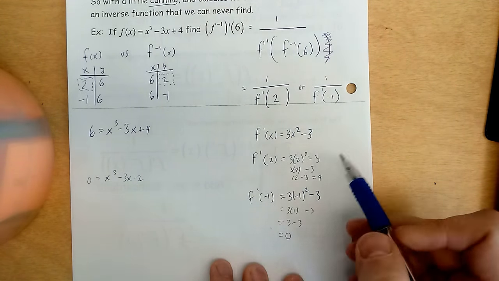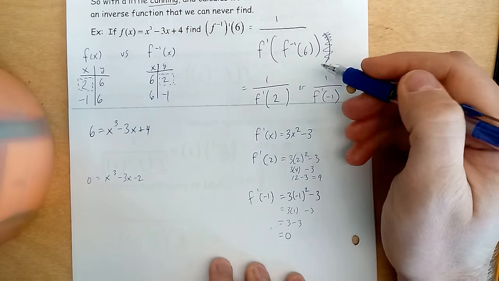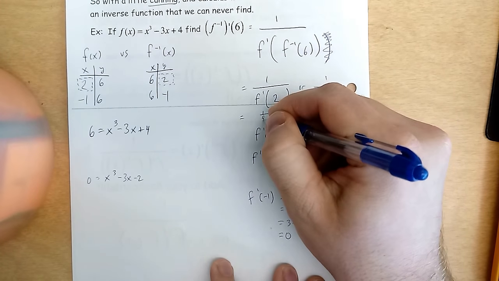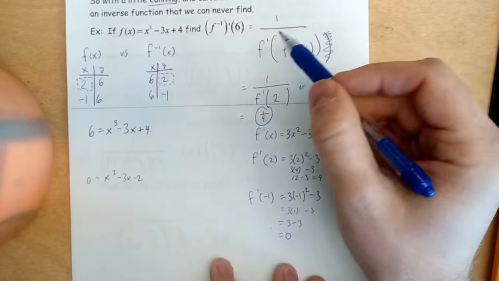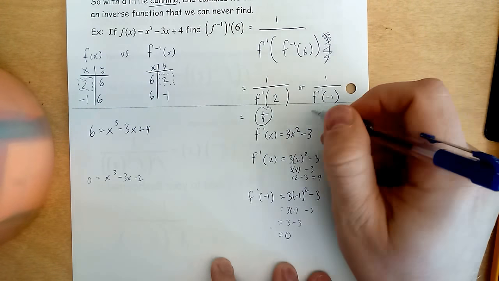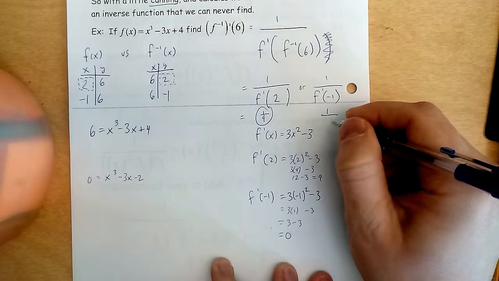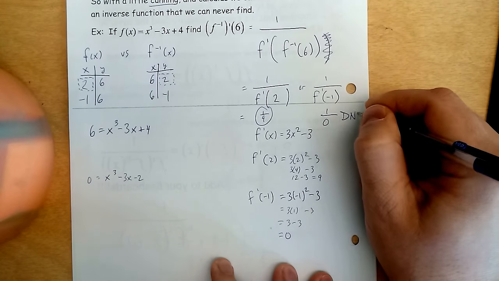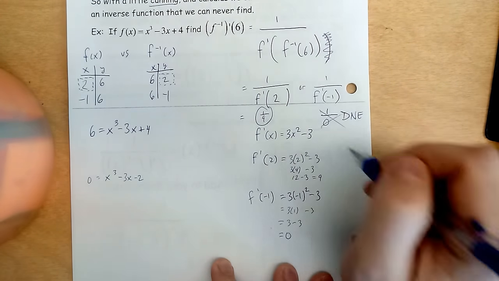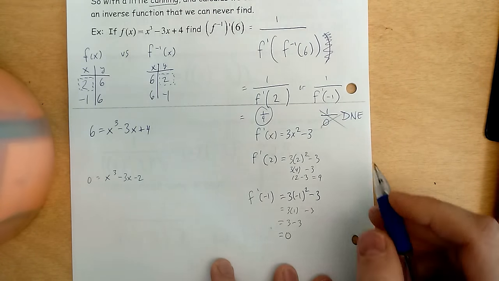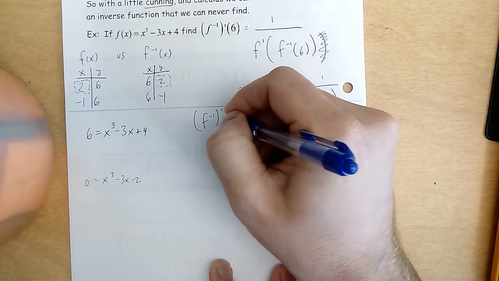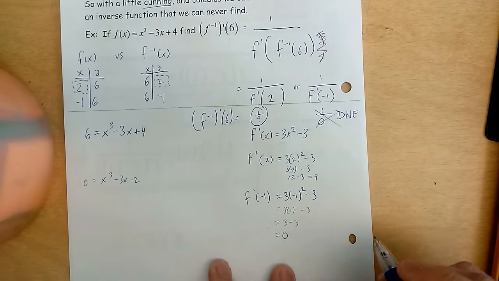So anyway, when we go back up here, f prime of 2 is just 9, so we get 1/9. So that could be the derivative of the inverse at x equals 6. Or 1 over 0. Whoops, that's undefined. Remember, 1 over 0 is undefined. So we can say that the inverse's derivative at 6 is equal to 1/9.